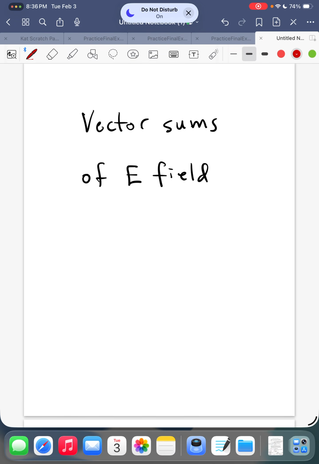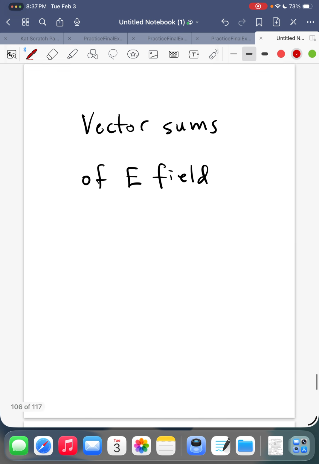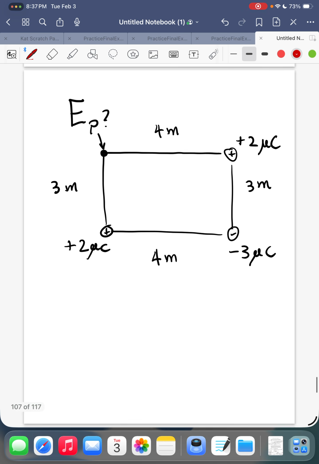So one of the things that might be useful for you to know before you take the exam on Thursday is how to sum up vectors to get an E field. So what do I mean by that? Let's talk about a specific example. So here is an example.